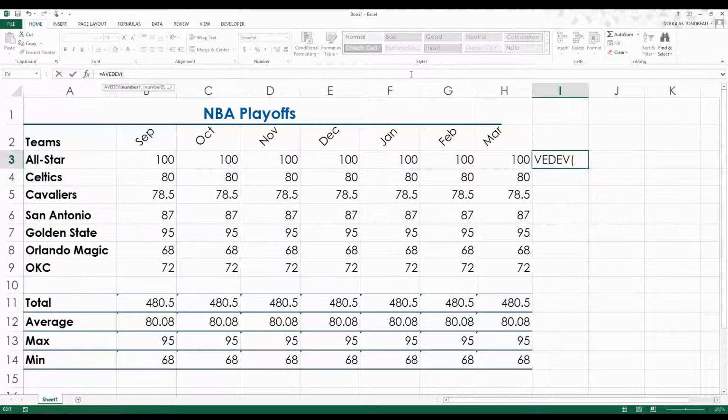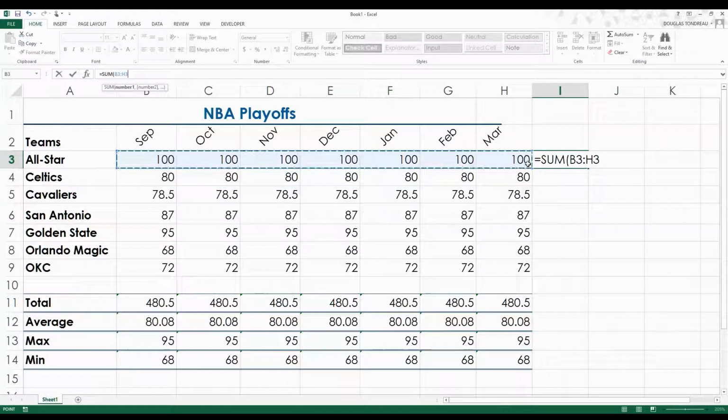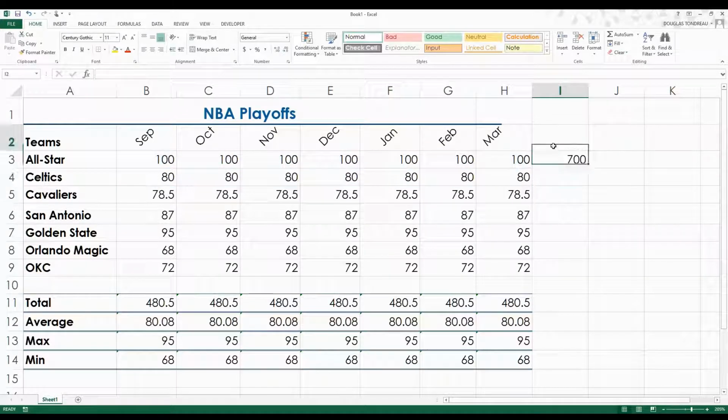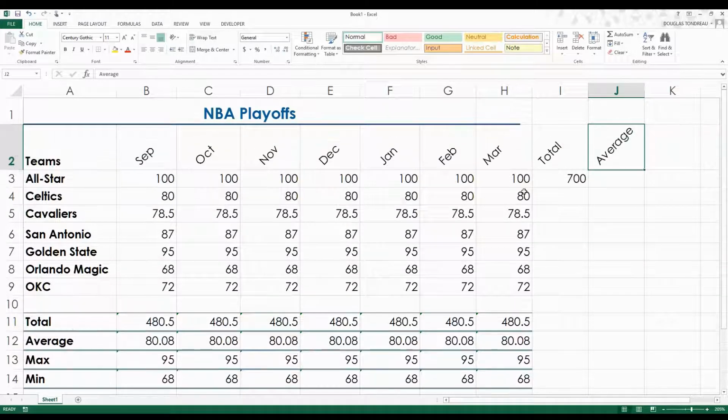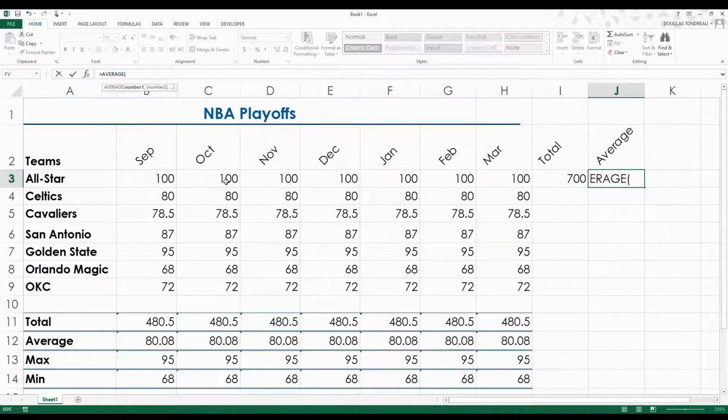If I do equals sum and add them all up, they'll have 700, so that would be their total. If I did average here, the all-star team's average by default should be 100%. So let's take a look. If I do equals average and average out their results, it should be 100%.